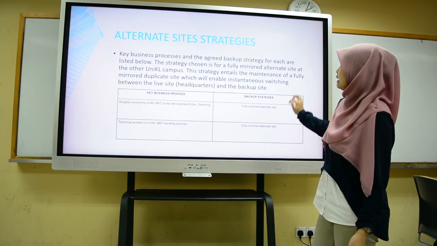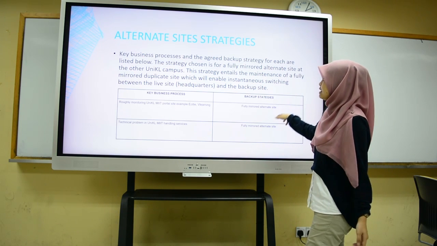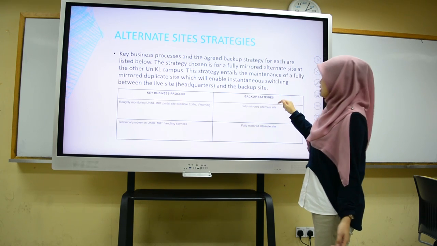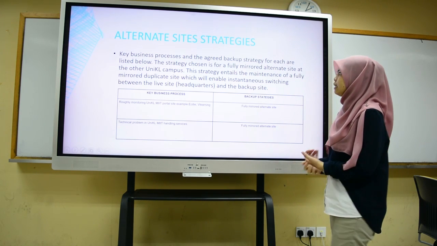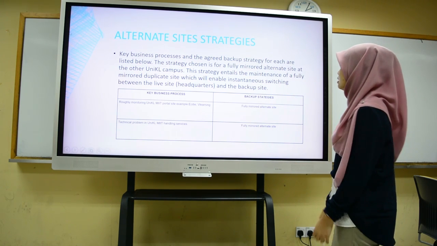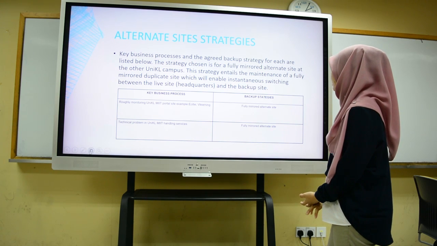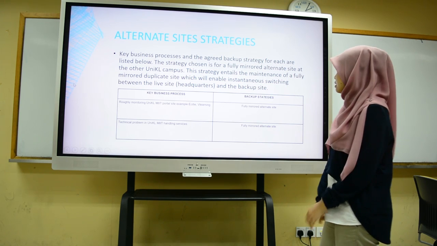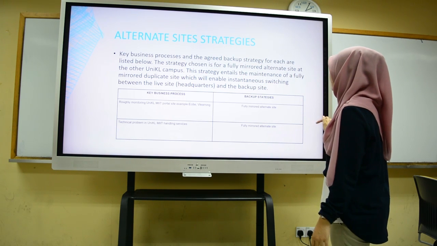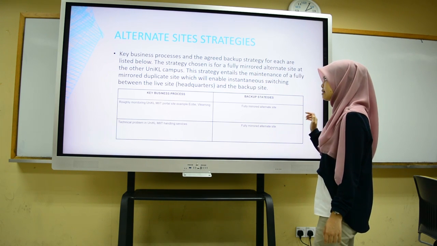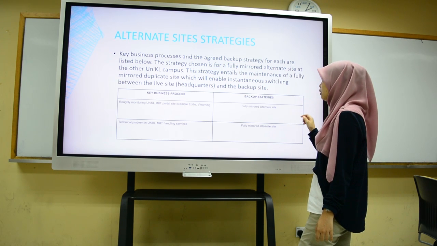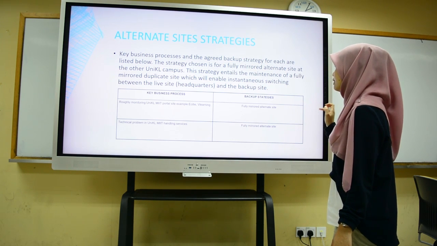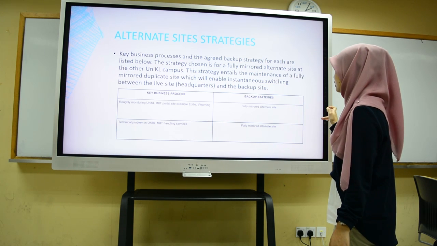Okay, these are the alternate site strategies. The key business processes and the backup strategy for each are listed below. The strategy chosen is a fully mirrored alternate site at the other UniKL campus. This strategy entails the maintenance of a fully mirrored duplicate site, which will enable instantaneous switching between the live site at headquarters and the backup site.